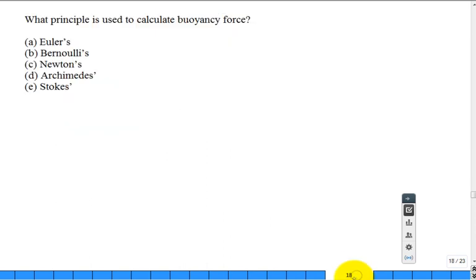Here's my clicker question. The principle used to calculate the buoyancy force is called Euler's principle, or Bernoulli's principle, or Newton's principle, or Archimedes' principle, or Stokes' principle.